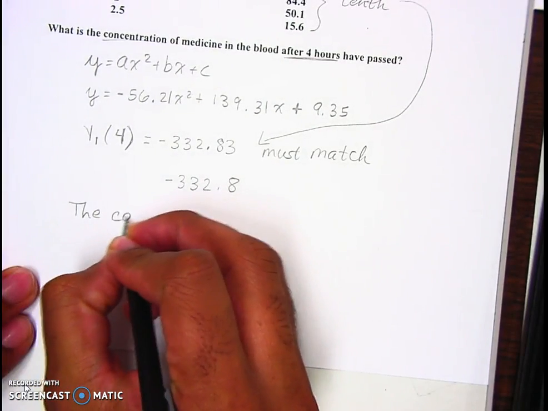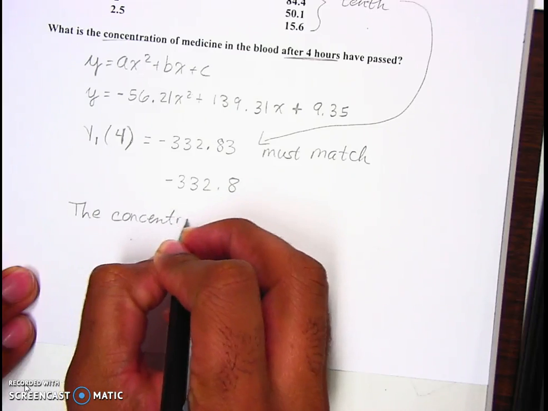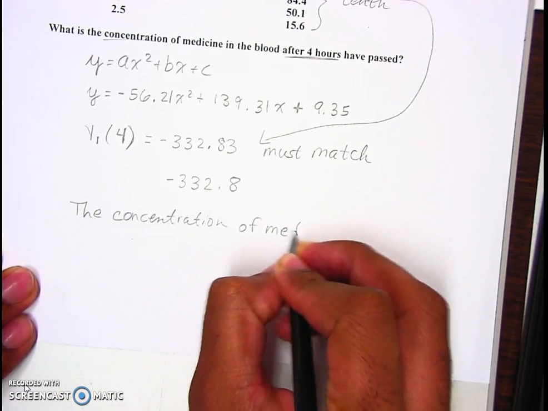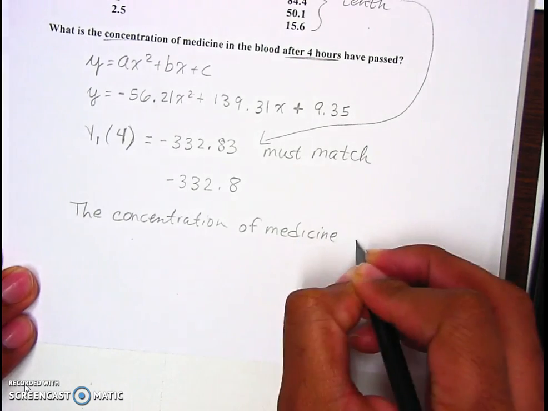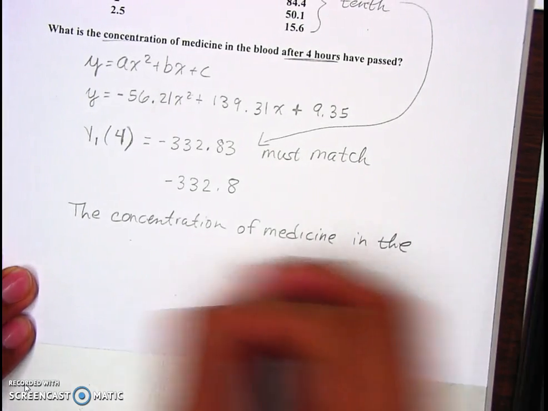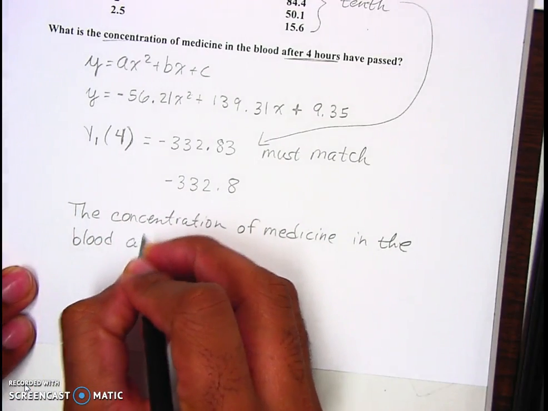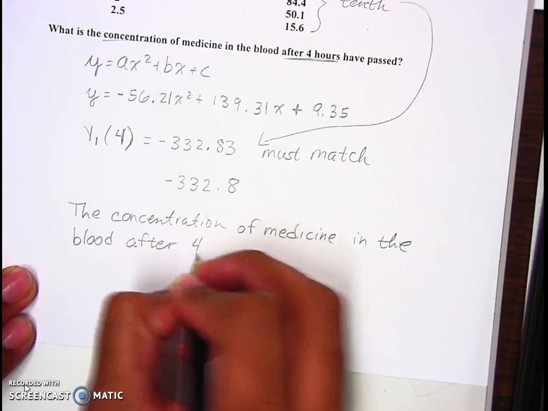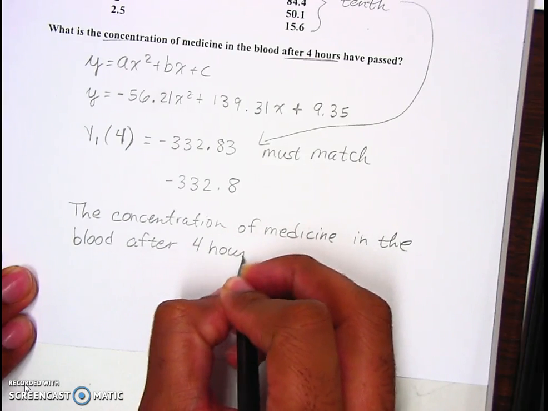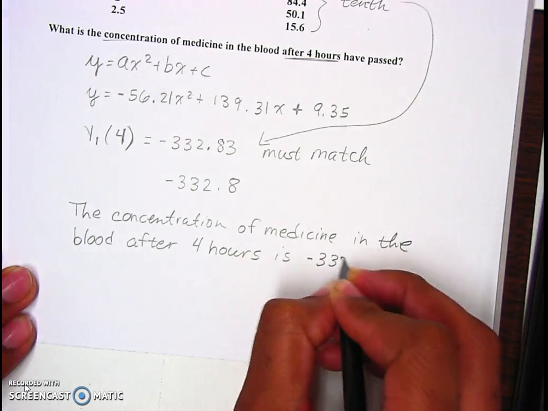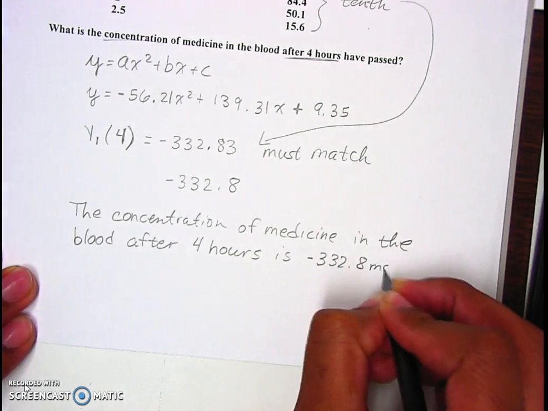So the concentration of medicine in the blood after 4 hours is negative 332.8 milligrams per liter.